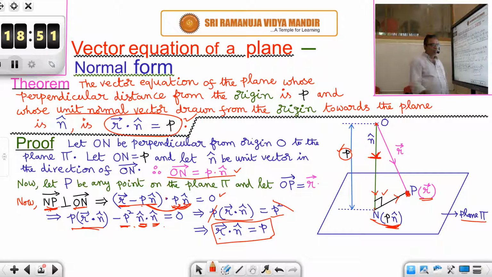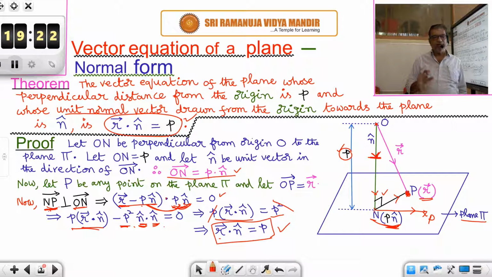This will be true for any point P in the plane, is it not? Wherever you take P in the plane, if you join n bar, that is a vector completely lying in the plane, it will be perpendicular to ON bar. So the dot product will be 0. So all points in the plane satisfy this equation. This is the equation of the plane. R bar dot n cap is equal to P. That is the equation.